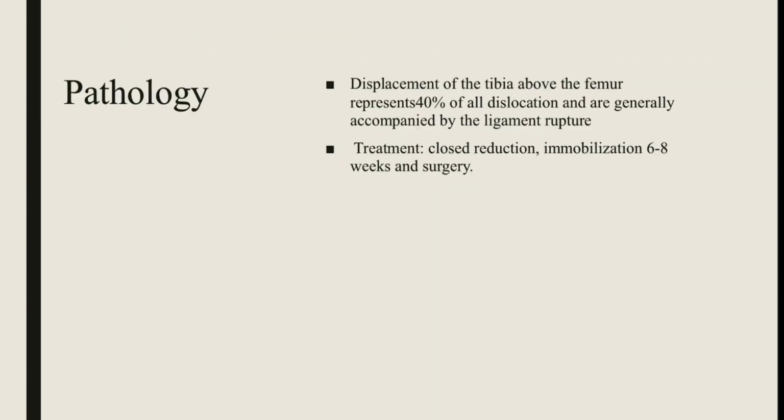The pathology: displacement of the tibia relative to the femur represents about 40% of all dislocations and is generally accompanied by ligament rupture. The treatment is closed reduction, immobilization for 6 to 8 weeks, and surgery in some cases.